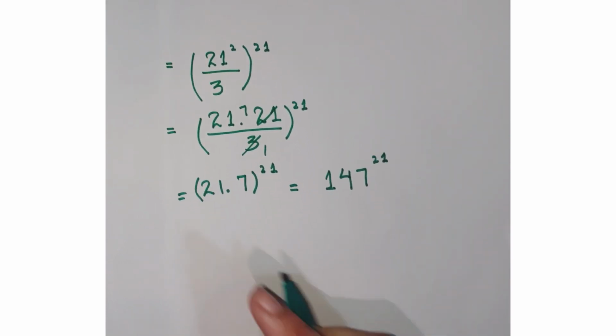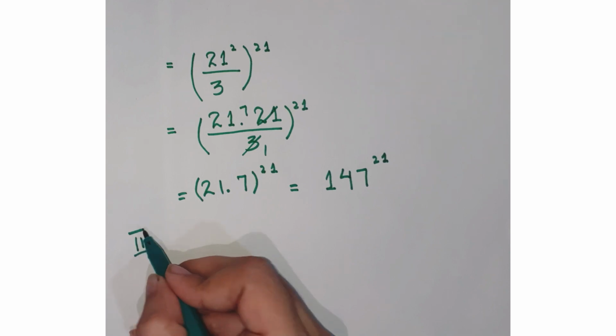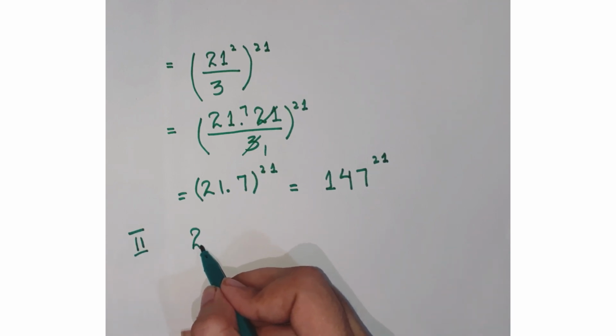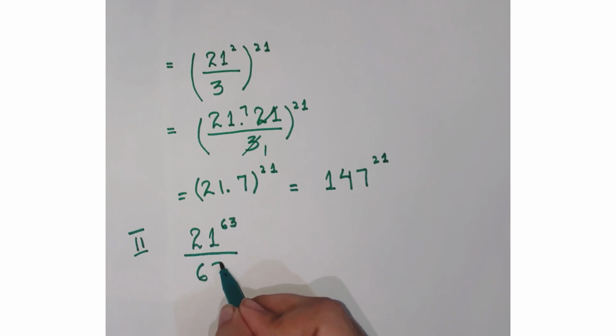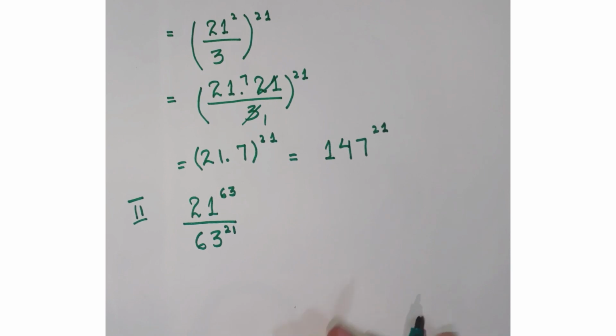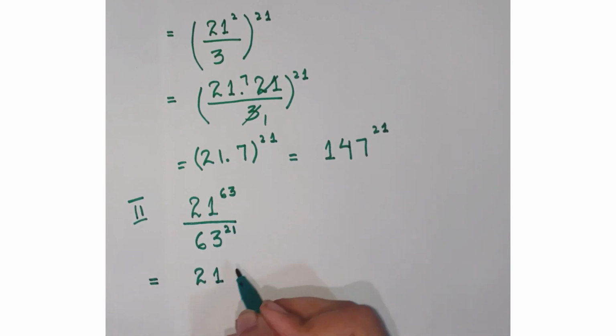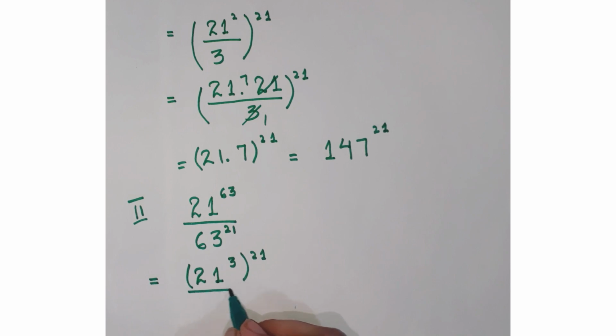Now there is another way that we can follow to solve the same question, that is 21 to the power 63 upon 63 to the power 21. Let's see what do we do. Just write 21 and split up the power. Make it 3 bracket 21 upon 63 to the power 21.